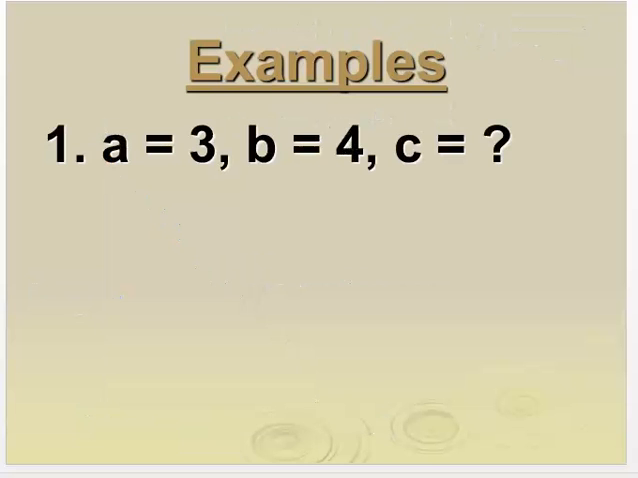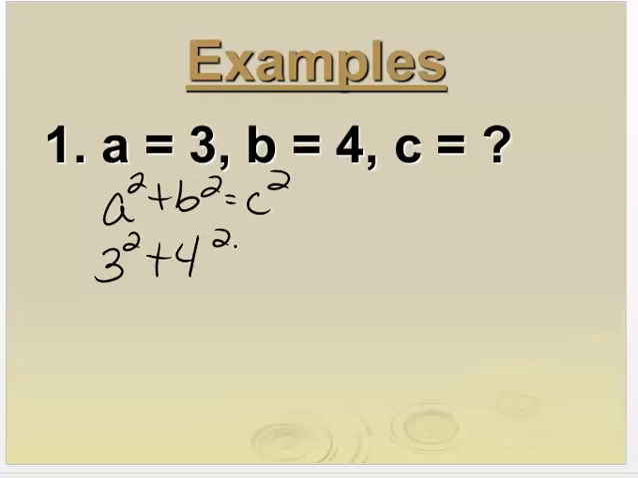Let's look at some examples using our Pythagorean theorem. Example number 1, A is 3, B is 4, and we're trying to find C. So we're going to plug in to A squared plus B squared equals C squared. A is 3, B is 4, and C is what I'm looking for. And I'm going to leave it C instead of plugging in an X so I know which side I'm finding when I solve. 3 squared is 9, 4 squared is 16, 9 plus 16 is 25.